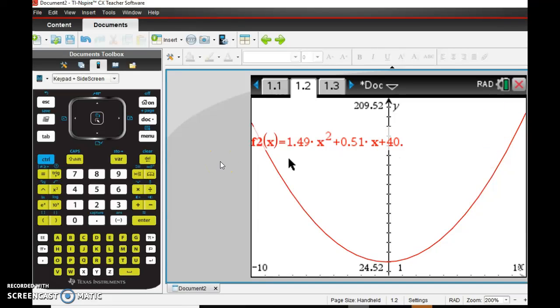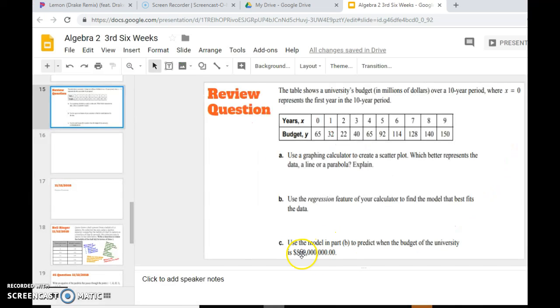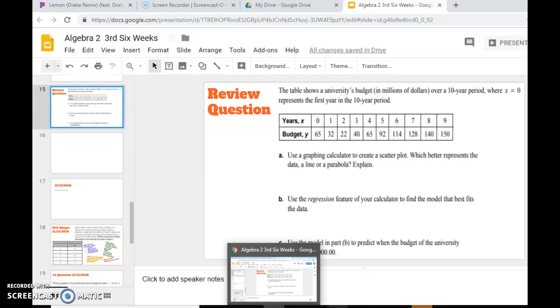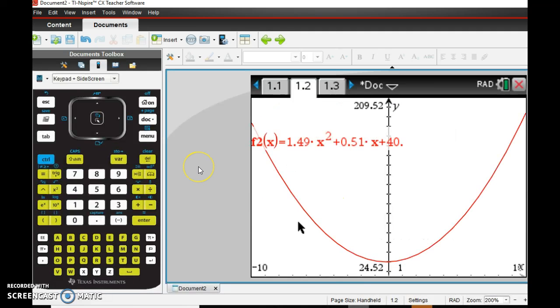Now, here's the thing. Like I said before, what we're looking for is when Y is 500 million. But keep in mind that it's these numbers in here. This represents 65 million, 32 million, 22 million. So what we're really looking for is when Y is just 500. Okay? So I'm going back to the calculator here, and what I'm going to do is put the table on here so we can kind of estimate when that's going to happen.